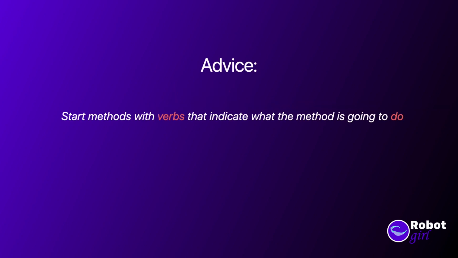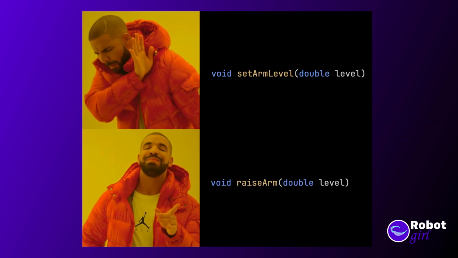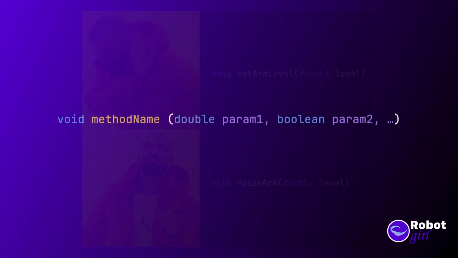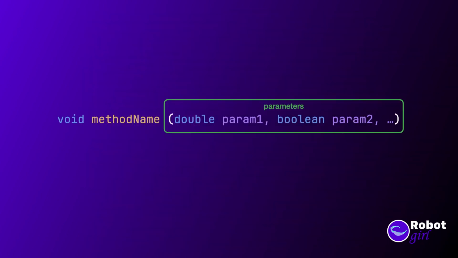My advice is to start methods with verbs that indicate what the method is going to do. Naming a method raiseArm rather than setArmLevel is a little more clear that the robot is going to move if you call that method. After the name of the method comes a pair of parentheses. Inside the parentheses, you can optionally declare any input parameters that the method will need to do its job. Parameters look like variable declarations, where the type comes first and then the name. You separate parameters with commas.